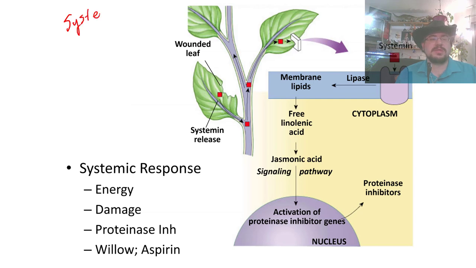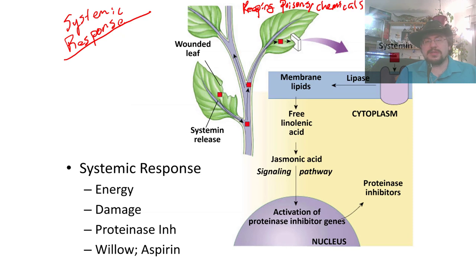Okay, what is the systemic response? Well, the systemic response is actually pretty neat. We already established that producing poisons and other chemical defenses is energetically costly, right? Keeping poisons or other chemical defenses up in the proper concentrations is really ATP expensive. That sucks. The systemic response is a way to try and save on costs.